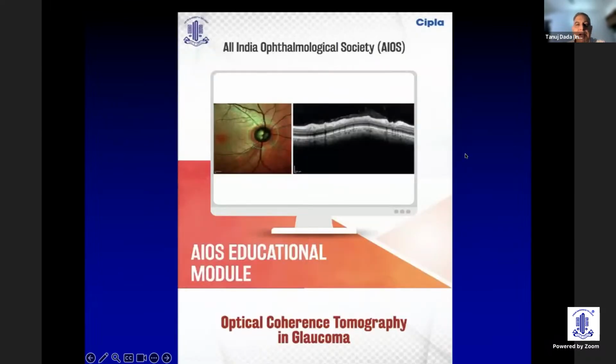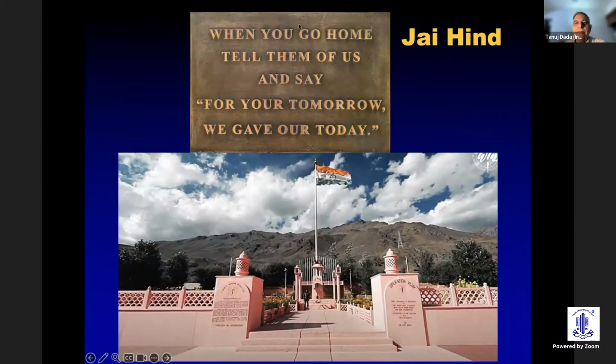And this is the AIOS OCT module. You can go in detail and learn more about how to interpret OCT in different conditions. Thank you very much. Jai Hind.